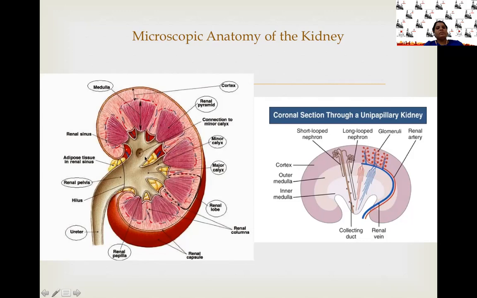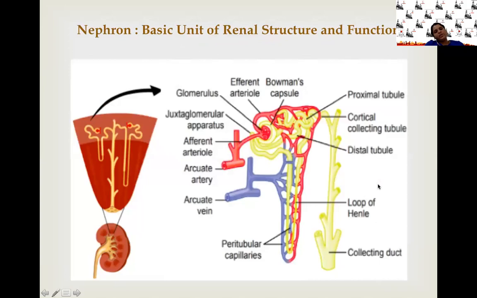The tip of the renal pyramid ends into a minor calyx, which ends into a major calyx, which in turn ends into the renal pelvis and the ureter, and this is how urine flows down. Now, to simplify the structure of the kidney, you can view the kidney as a unipapillary kidney, which is the common structure to most of the kidneys. It has an outer tough layer, the capsule, the cortex followed by the medulla, or the outer and the inner medulla. Now, nephron is the basic structural and functional unit of a kidney.